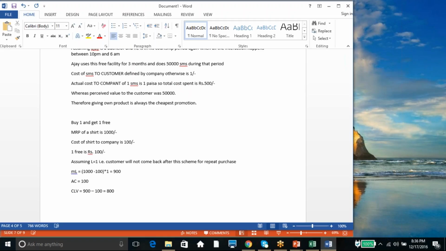So even if a person buys only once, it is still viable to the company, which is why you will see a lot of brands, coupons and so on, which are on permanent schemes like this.